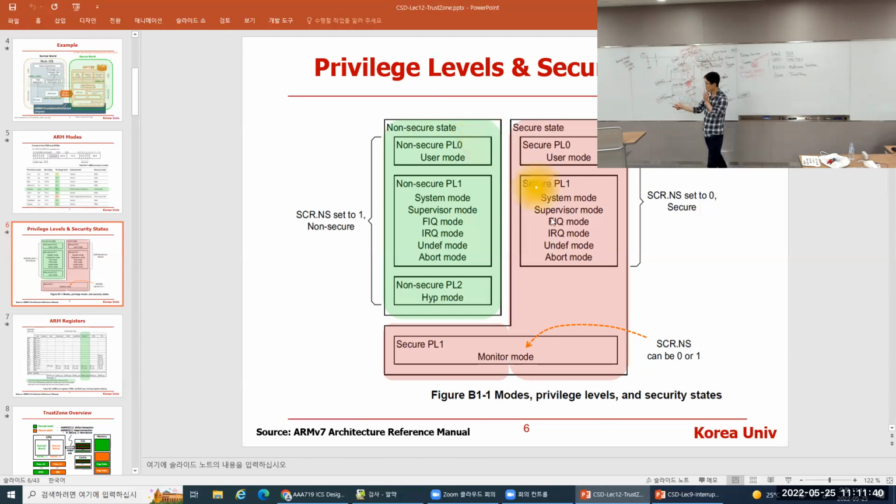So the point is, regardless, the NS bit can be 0 or 1, depending on where you came from. Right? You came from normal world, NS bit is 1. You are from secure world, NS bit is 0. So that is important. Don't be confused. Right? Monitor mode.